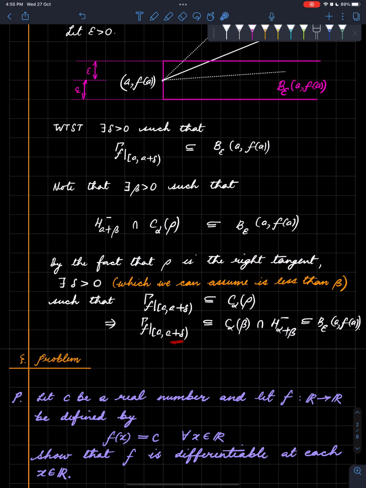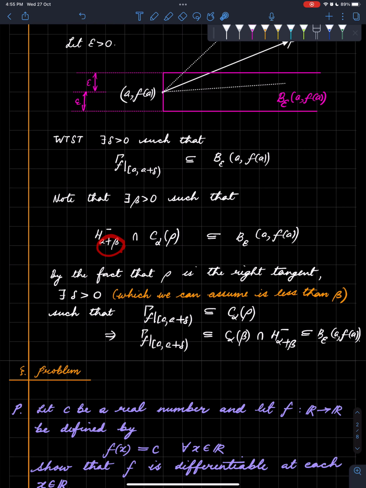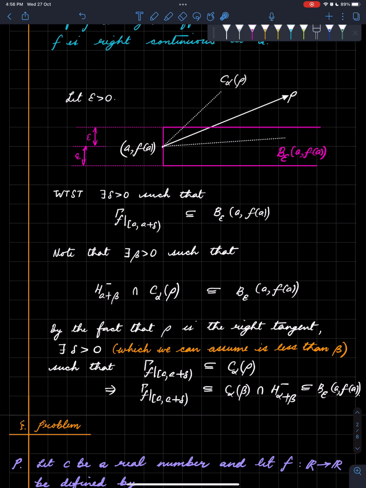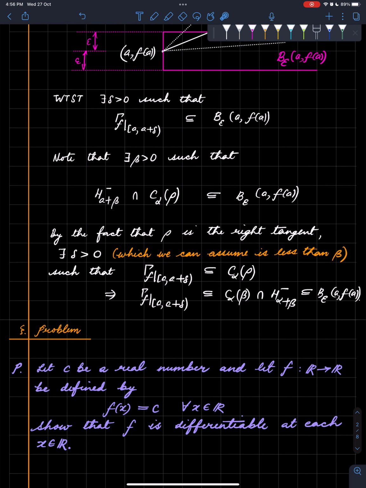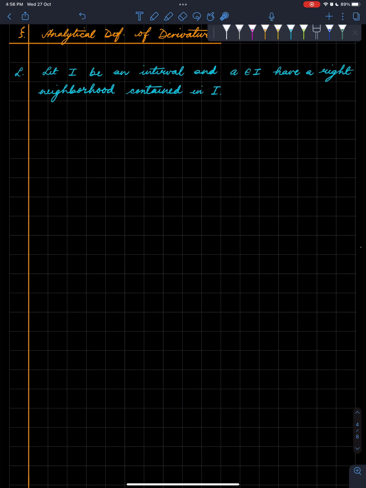There is a delta greater than 0 such that this happens. So yeah, basically this was the only mistake. Not really a mistake. I'm sure you were able to fix it for yourself. Anyway, there is only one very simple problem. And now let us get to the material of this lecture.